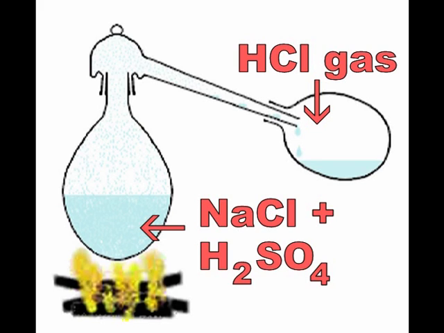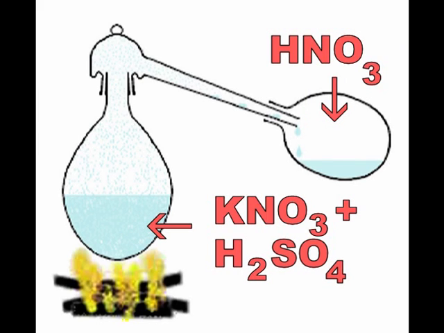For instance, common salt is sodium chloride, NaCl. By distilling it with sulfuric acid, spirits of salts was formed in the collecting flask. With water, we know this as hydrochloric acid, HCl. By replacing the common salt with saltpeter or potassium nitrate, spirits of nitre was obtained, which forms nitric acid with water.